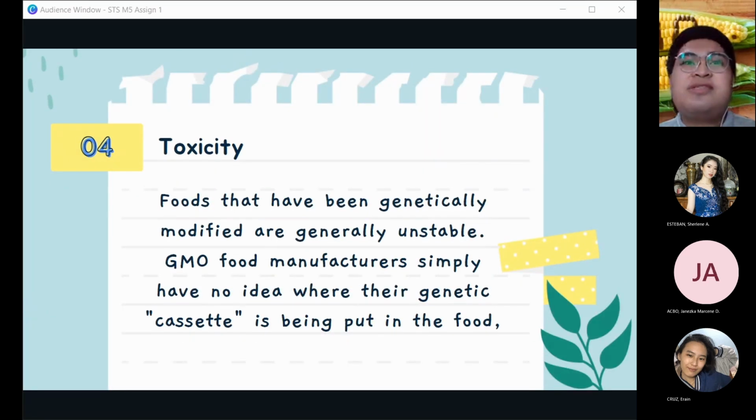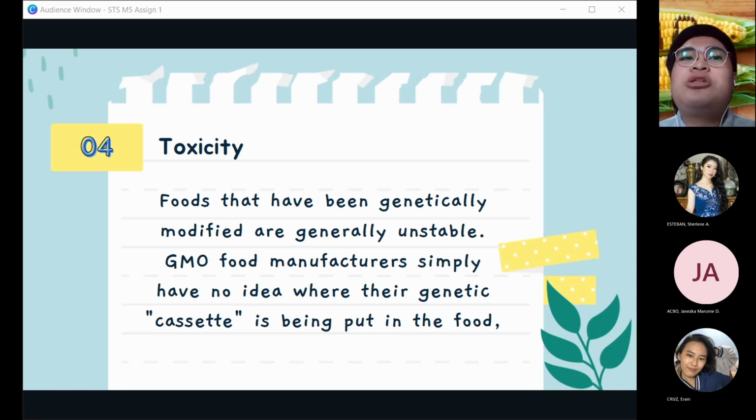Next is toxicity. Foods that have been genetically modified are generally unstable. Each insertion of a new gene, as well as the cassette of promoter, antibiotic marking system, and the vectors that go with it, is done at random. GE food manufacturers simply have no idea where their genetic material is being put in the food, nor do they have enough knowledge of the genetic or chemical makeup of foods to determine a safe location for such insertion.